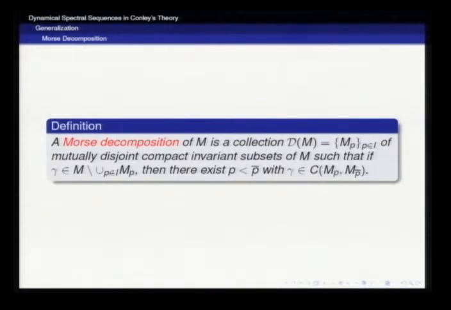Okay, so a Morse decomposition of our manifold will be this collection of Morse sets, which are just mutually disjoint compact invariant subsets of M, such that if I'm on any point on the manifold M minus these Morse sets, then this point is always in a connecting orbit from some Morse set P to some other Morse set P bar where P is less than P bar. So the invariant sets, let's say the maximal invariant sets, which we just talked about, we want them to be here in the Morse sets.